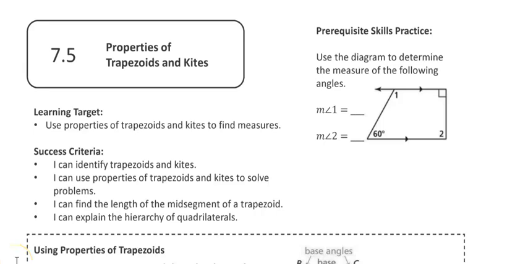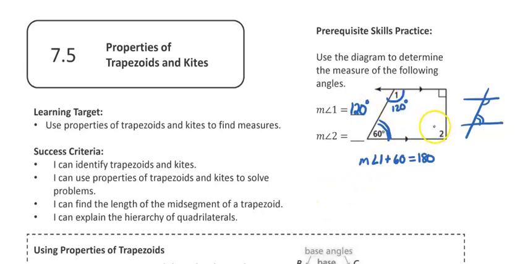These are the Geometry 7.5 video notes, part 1, which we will go all the way through everything about trapezoids. On this prerequisite skills practice, it wants us to find the measures of angle 1 and angle 2. Right here on angle 1, I see that angle 1 and this 60-degree angle are consecutive interior angles, like on two parallel lines cut by a transversal. They're consecutive interior or same side interior, which tells me that they are supplementary, meaning they add up to 180 degrees. So I can solve and find that angle 1 is 120 degrees.